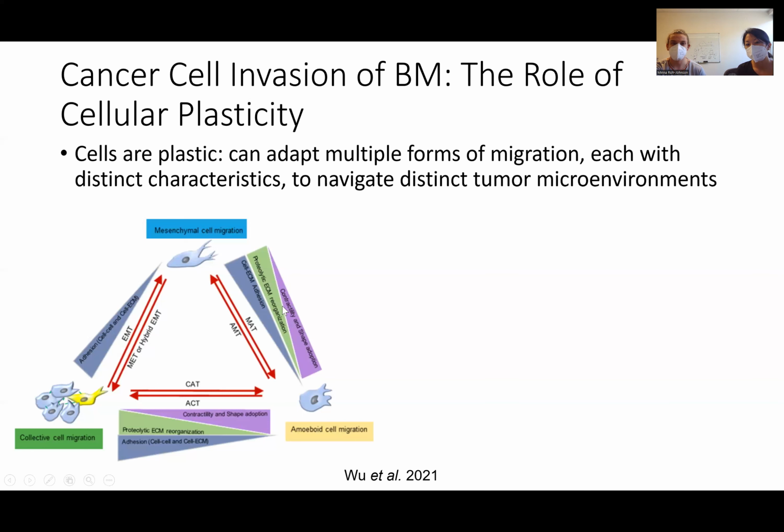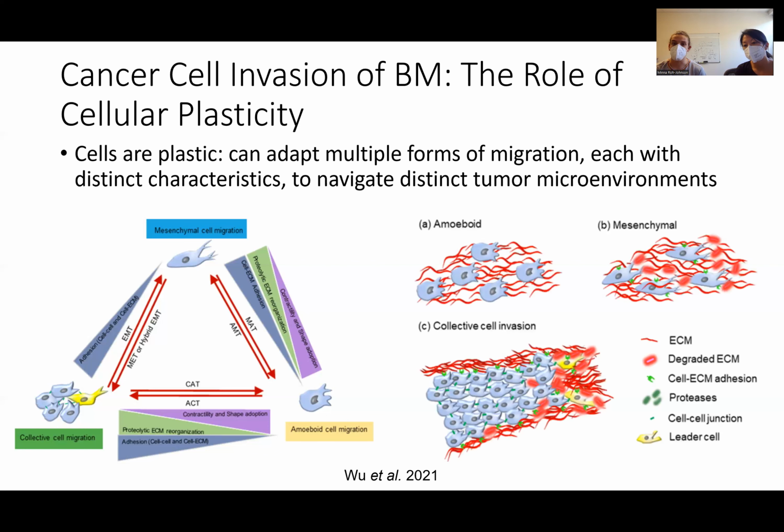And transitioning through these states also means that there's a transition in terms of the amount of, for example, cell adhesion that they might use through the extracellular matrix, breaking down the extracellular matrix using either proteolytic or non-proteolytic forms of degradation, depending on the type of migration that they're using, and also just the amount of contractility and shape that they adapt, right? So it's really cool because they're able to use these different forms of migration to really navigate distinct tumor microenvironments.